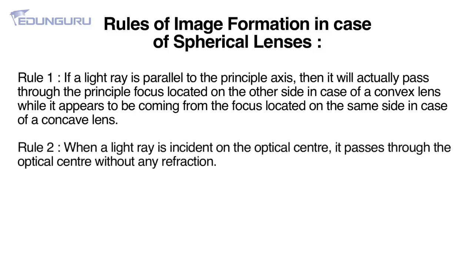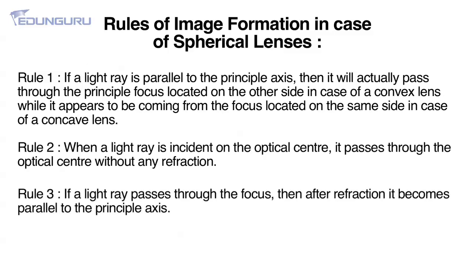The second rule is that when a light ray is incident on the optical center, it passes through the optical center without any deviation. The third rule is that if a light ray is passing through the focus, then after refraction it becomes parallel to the principal axis. Now, using the 3 rules that we have studied, we will consider the 6 different cases of image formation in case of a convex lens.